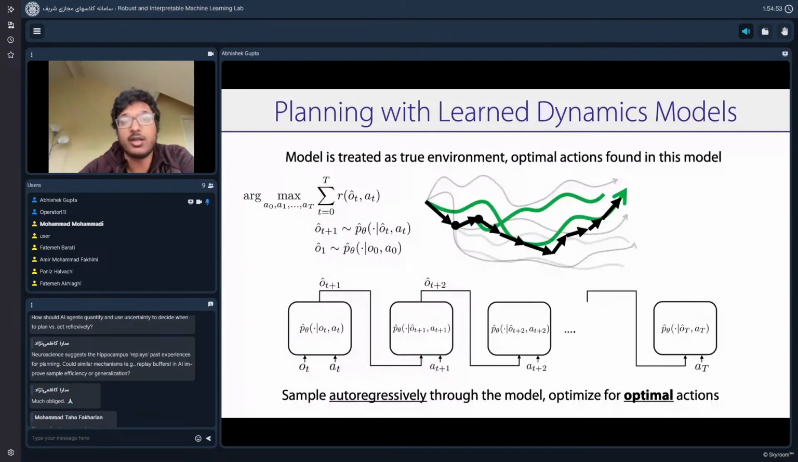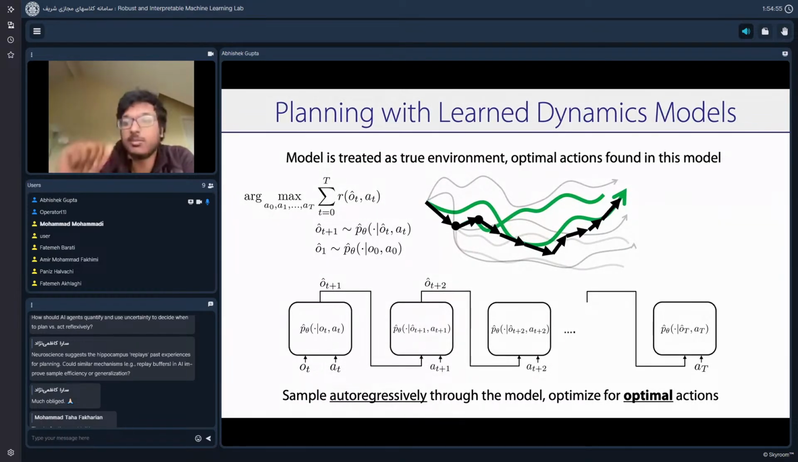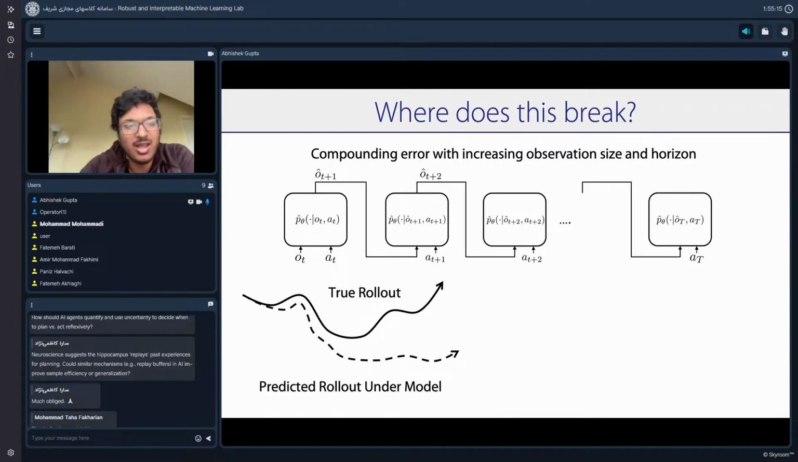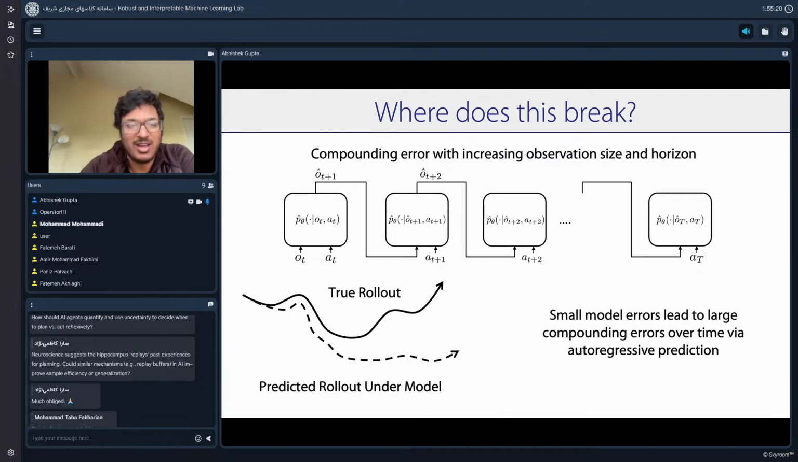Okay, so you're autoregressively generating things one after the other, right? And that's kind of how planning looks like in a learned dynamics model. Now, this is great in principle, but often what happens is when you increase the observation size and the horizon, this starts to break, right? So imagine this was your true rollout, like you had a true series of things that you expected. You'd often have your predicted rollout start to deviate from there, right? And so small model errors. So even if your model is pretty accurate, your validation loss is pretty low.